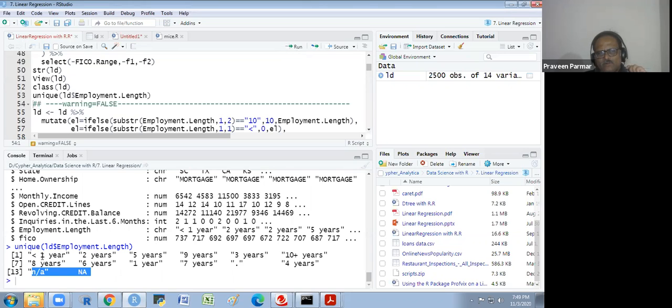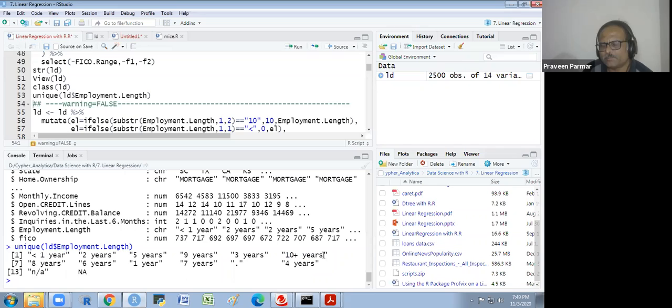But I want everything numeric. I want to remove this. I want to remove this. I want here 0. Less than 1 year means 0 years. The person working in that company has not completed 1 year. It means 0 years. Okay. First thing I am doing with this 10 plus years.